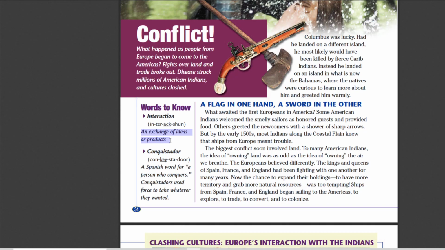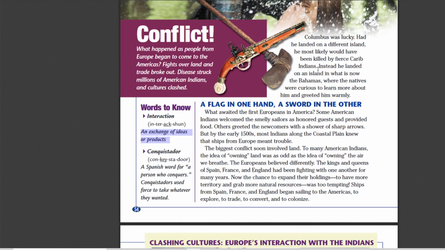So much so that Columbus, as we discussed earlier, if he landed on a different island, him and his men most likely would have been killed by the fierce Caribbeans that were waiting for them just across the water, very, very close. But instead, he ran into a very friendly tribe, and things worked out very well for him.